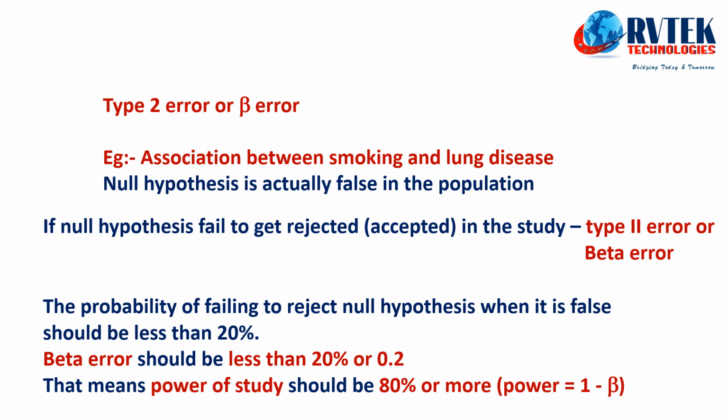It should be less than 20%. Beta error should be less than 20% or less than 0.2. That means power of study should be 80% or more. Power is equal to 1 minus beta error. That is 80% or more it should be.